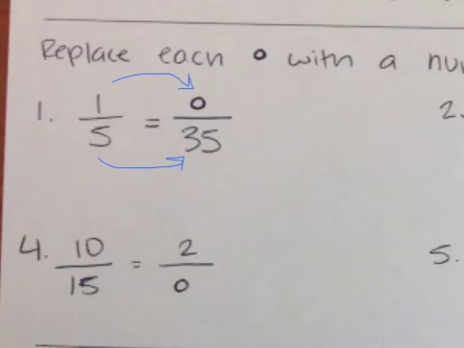You know that 5 times 7 gives us 35. So what we do at the bottom, we have to do at the top. So 1 times 7 gives us 7. So we have 7 over 35.